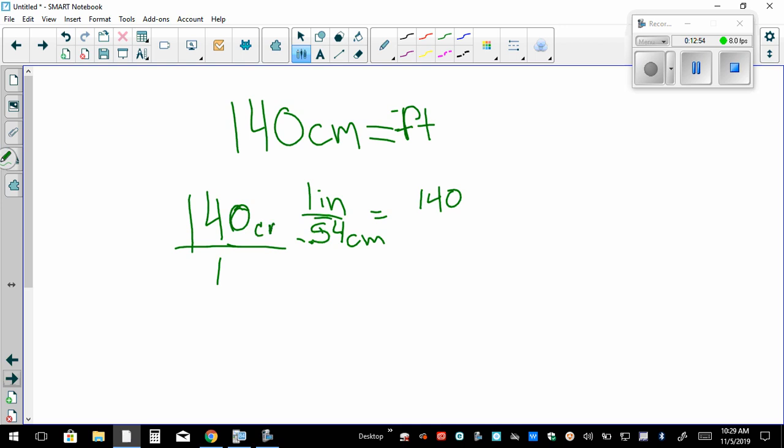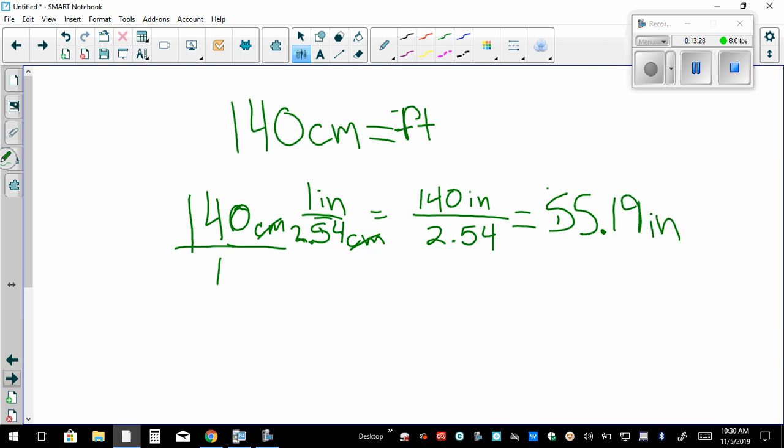140 centimeters. The centimeters cancel, right? So I'm left with inches on top, nothing on bottom. So this is 140 inches divided by 2.54, right? Because that's on the bottom. And if you divide 140 by 2.54, somebody do that for me. Go ahead, you can keep going. 140 divided by 2.54 is 55.19 inches. But we still want to convert it to feet.